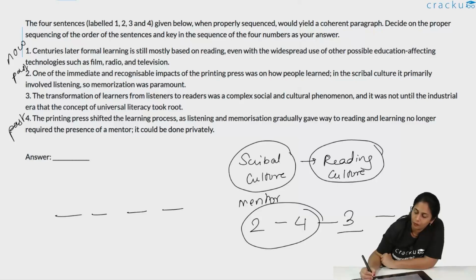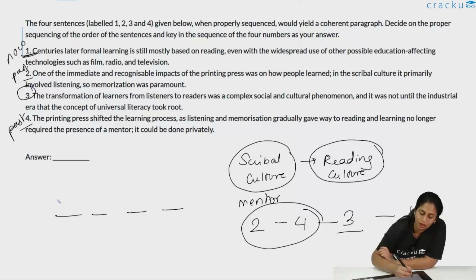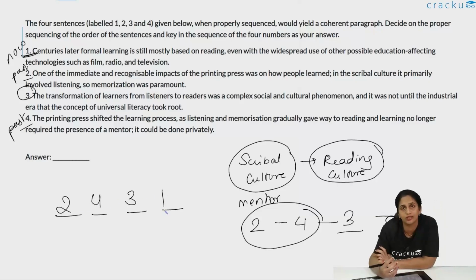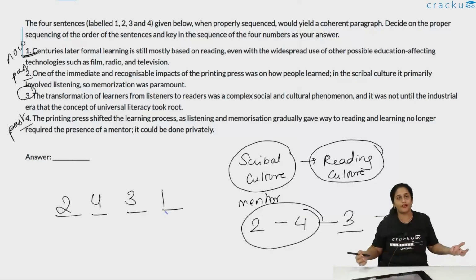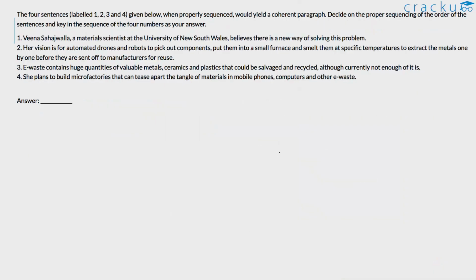and then after that, the current situation is given in 1. So this is what happens now. 2 and 4 are what happened at the very start in the past. 3 is the midpoint, that this idea really took root in the industrial era, and now what is the case? So the order of the sentences should be 2, 4, 3, 1. This is mostly chronological. If you understand the chronology of actions that are taking place, it is very easy for you to then unscramble the sentences.